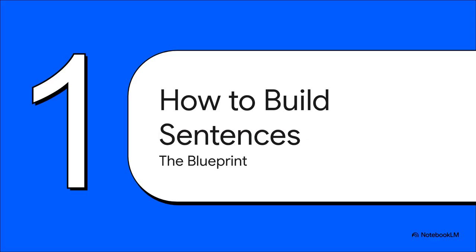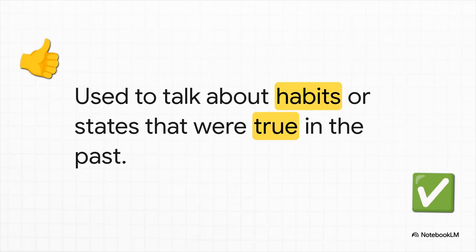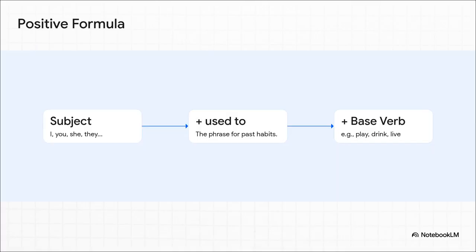So we get why it's so useful, but how do you actually use it? Let's get into the mechanics. We're going to look at the blueprint for building these sentences perfectly every single time. Okay, first up, let's start with the most common version, the positive form. This is what you'll use to talk about things that actually were a habit or were true for you in the past. And you're going to love this. The formula is super simple. It's just 3 little parts.